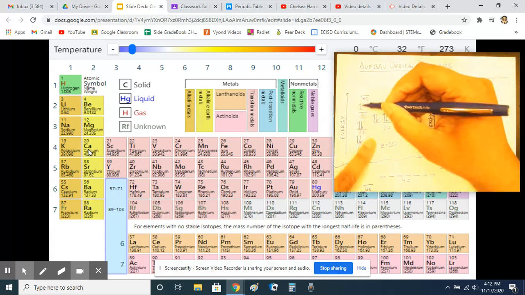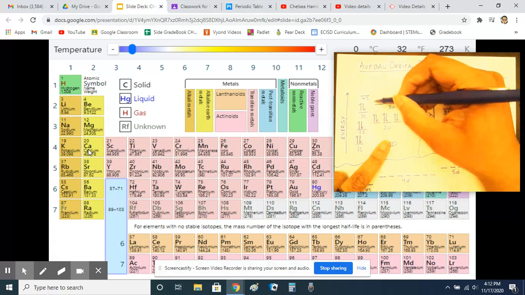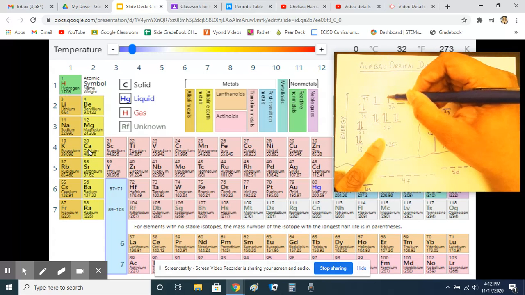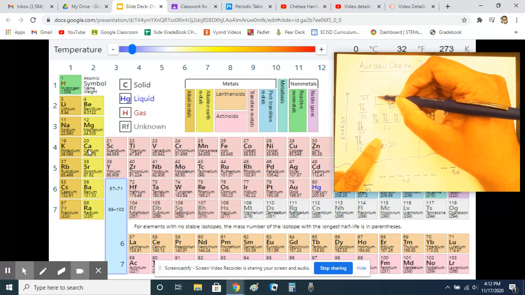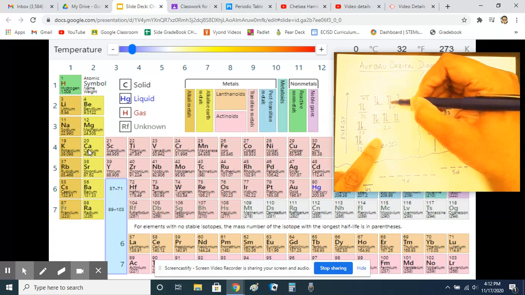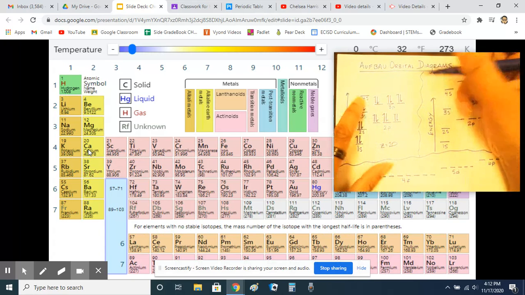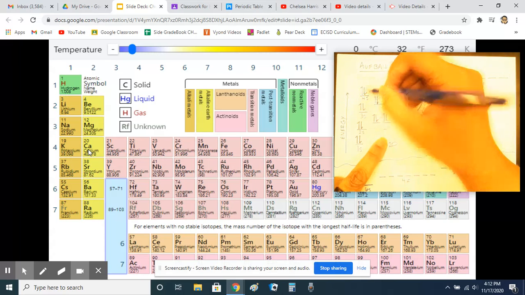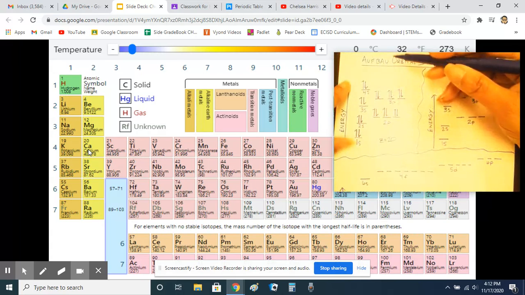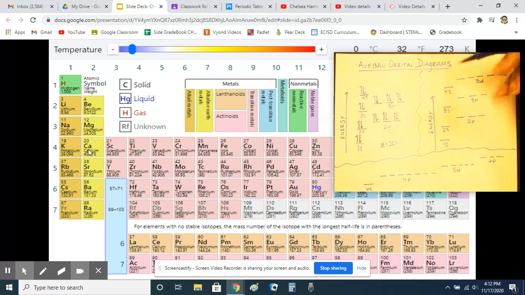11, 12, now we're here at 3p, 13, 14, 15, now double up, 16, 17, 18, and then now continue to the last zone here, which is 19 and 20. Here is the completed orbital diagram for the element known as calcium.